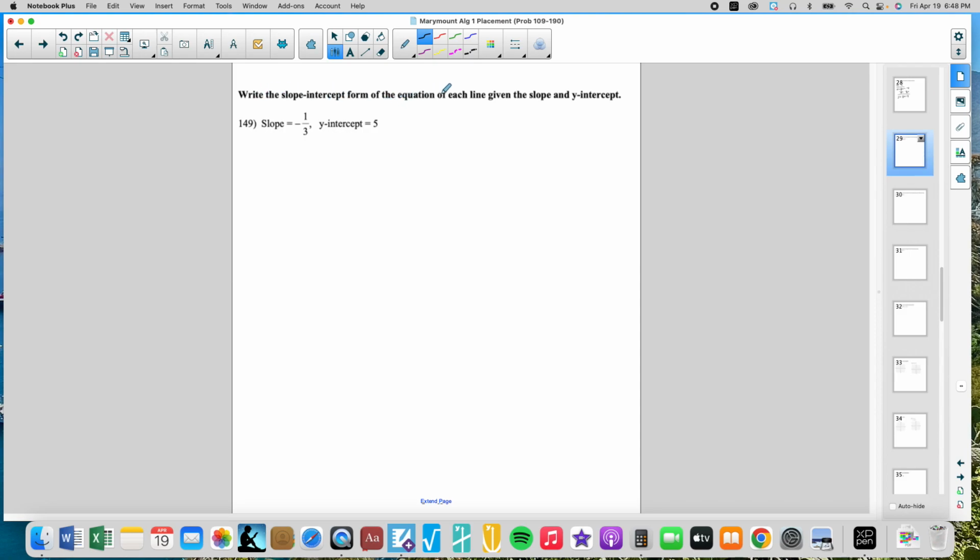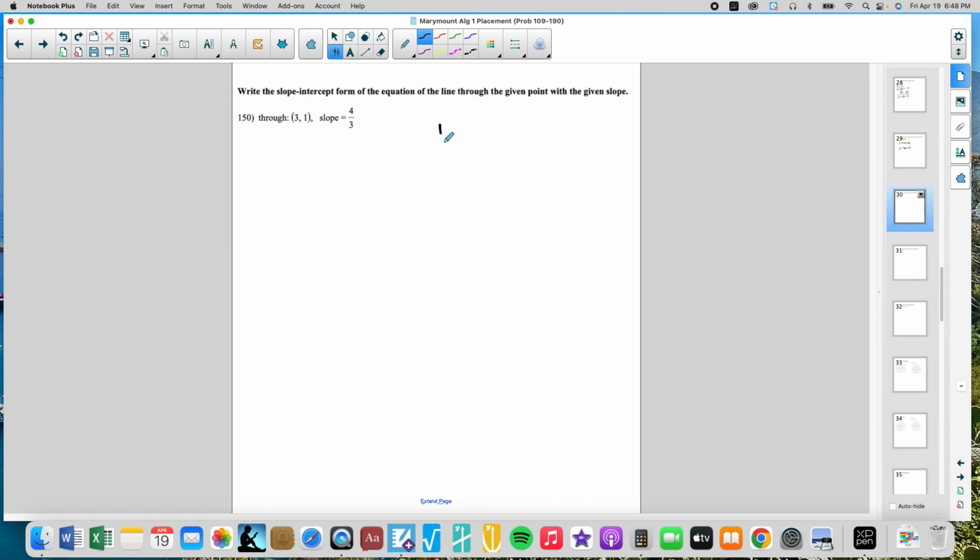Write the slope-intercept form, y equals mx plus b. Notice that my slope is going to go in for m, my y-intercept is going to go in for b, and I just substitute those values. y equals -1/3 x plus 5. That's nice and easy. These are in slope-intercept form. This is a point. This is slope. There's multiple ways we can do it.